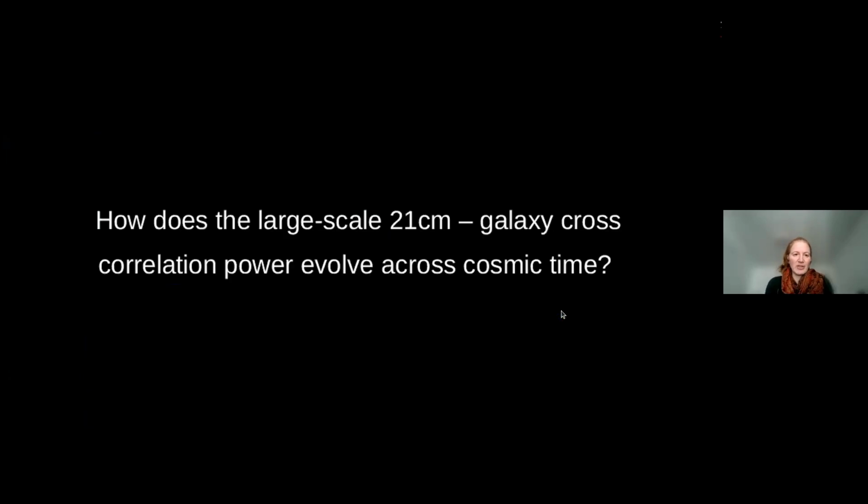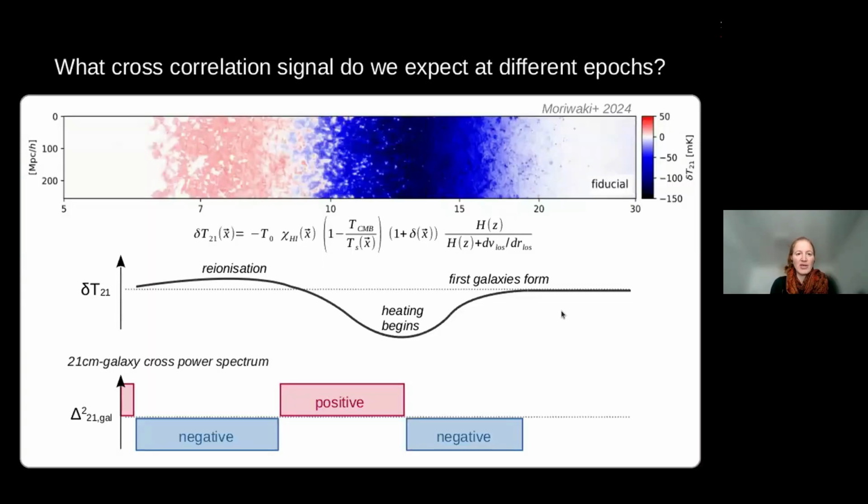So the first question you can ask yourself is, how does the large-scale 21 centimeter galaxy cross-correlation power evolve across cosmic time? I'm pretty sure you have seen this before. In the top panel, you have an idea of how the 21 centimeter signal spatial distribution evolves across time. And what you can clearly see is this characteristic shape: as the galaxies form, the 21 centimeter signal goes into absorption. When heating begins, it starts heating, and eventually it becomes an emission signal during the epoch of reionization. And the key thing, as you can see here, is that I'm showing you the sign of the cross power spectrum.